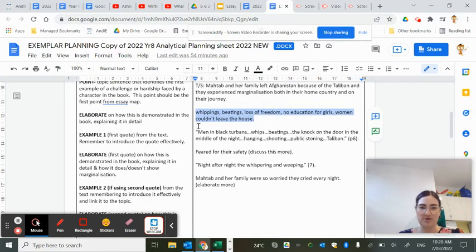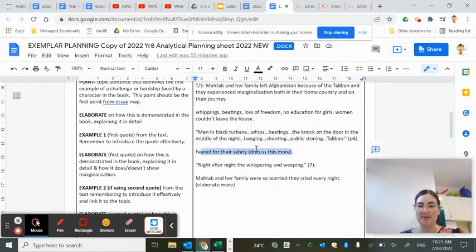Then I would put in a quote, okay? And I would introduce the quote as well. I might say, for example, the danger that the characters experience is evident when Mahtab says, "men in black turbans, whips, beatings, the knock on the door," etc. Then I would discuss it more.